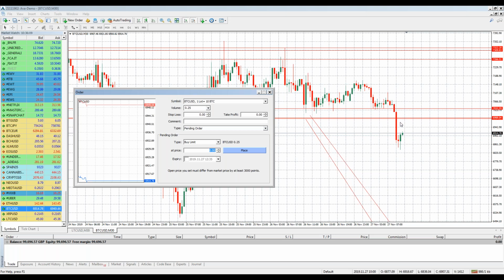Not sell limit. Sell limit sells from a higher point. Sell limit would have been if it came up to the resistance up here and then you sold; you program it to sell from a higher point than where it was. If you're programming it to sell from a lower point, you need to pick the sell stop.